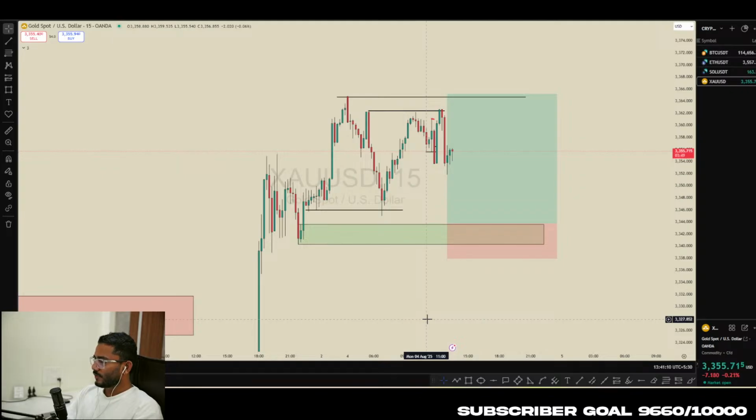Majority of the times the OB is not respected, because if you are not taking trades in continuation, then probably you will, what you have to understand is, if your order block is respected, then probably it will hit your stop loss. And if your order block is not respected, then you still have a chance where you can look for trades in continuation.